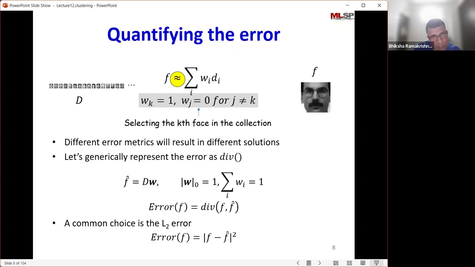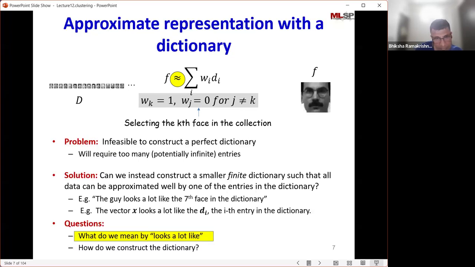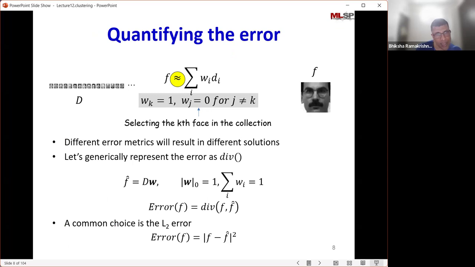So for this, first, let's see what do we mean by looks a lot like? This means we're quantifying the error. And so this term is what we're trying to quantify. You're going to get some approximation. You have the original face. You want to minimize the error between the two. And you can choose different error metrics to quantify the difference between the two. Let me just generically represent this error metric as this term div, which means divergence.